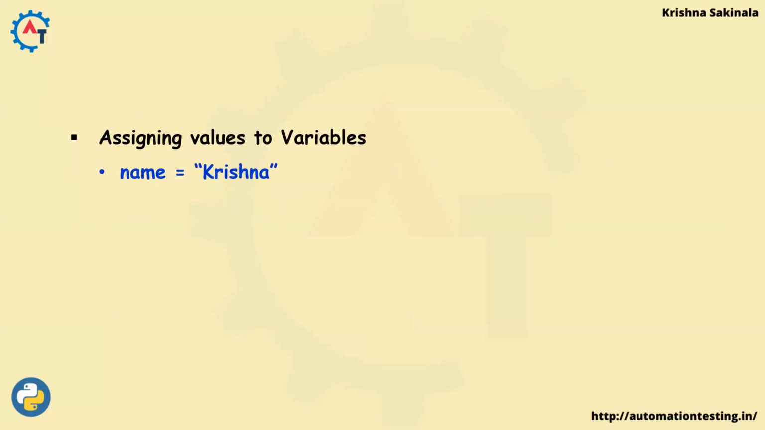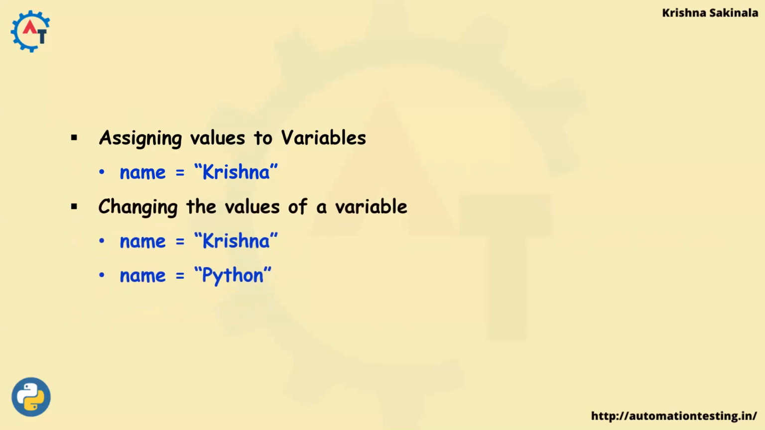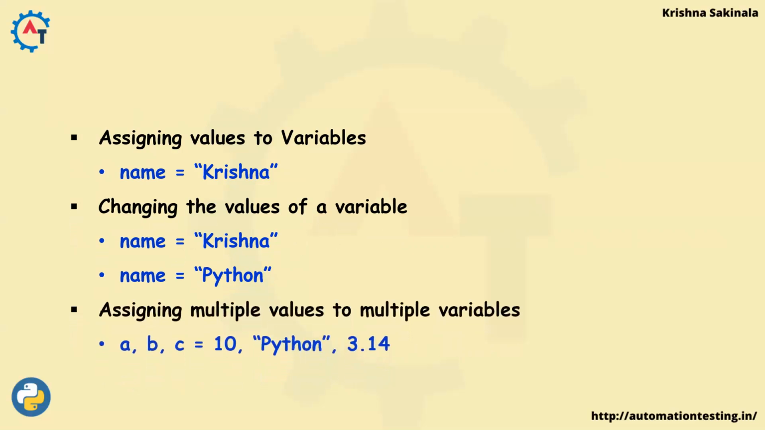Now, assigning values to variables. Here the variable is name, and for that variable I am assigning one value, that is Krishna. If you want to change the value of that particular variable, instead of Krishna I want to give Python, you simply use name equal Python. That simple it is. You can also assign multiple values to multiple variables: a comma b comma c equals 10 comma Python comma 3.14.